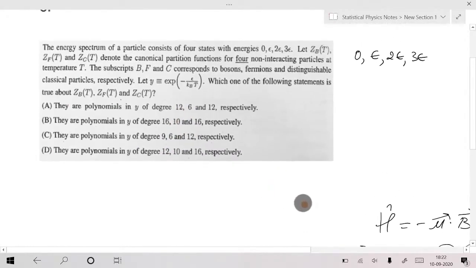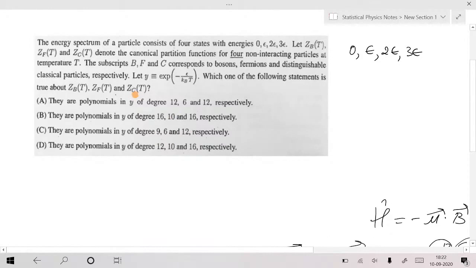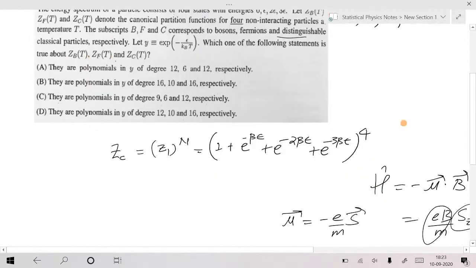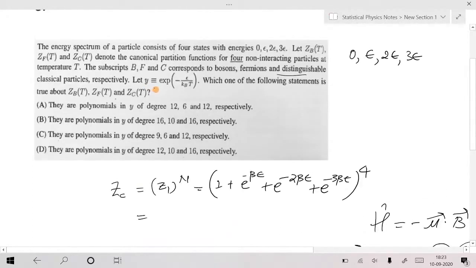ZC means distinguishable particles. Am I right? The third one, ZC, corresponds to distinguishable particles. Now ZC is equal to Z1 to the power n. What is Z1? 1 plus e power minus beta E plus e power minus 2 beta E plus e power minus 3 beta E, whole power 4. Number of particles is 4. Now look here, he mentioned something y. Don't forget, what is that y? So write in terms of y.